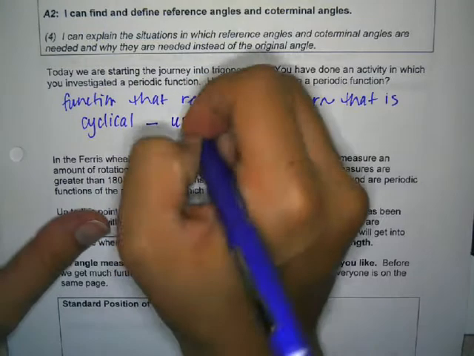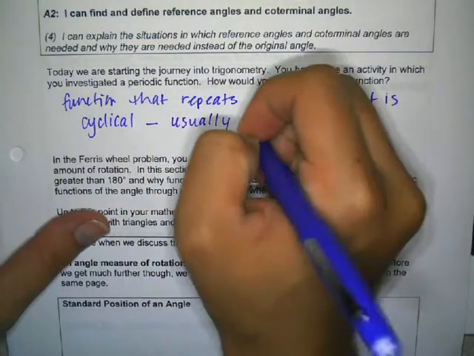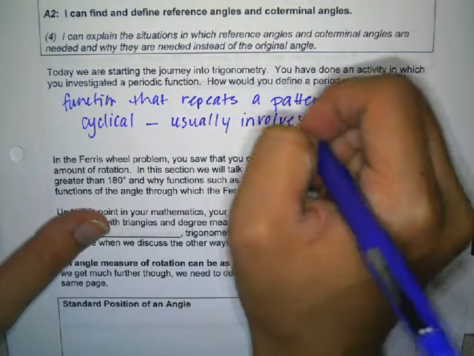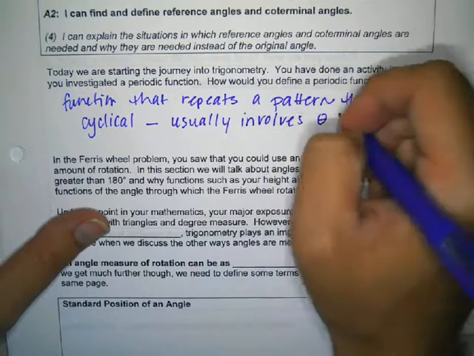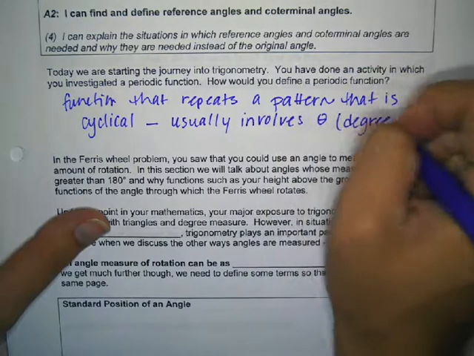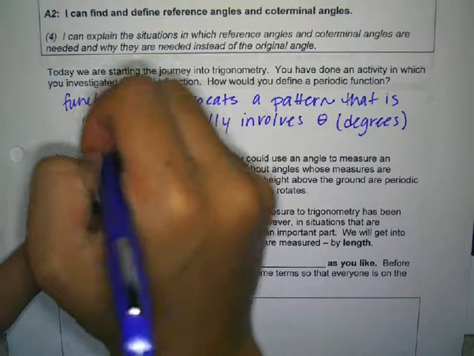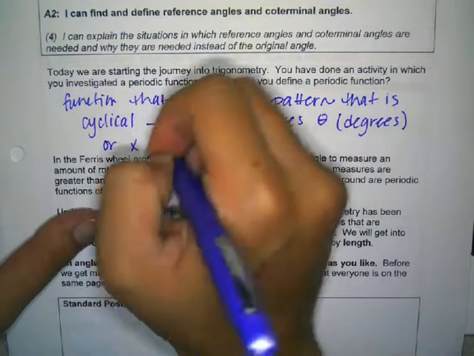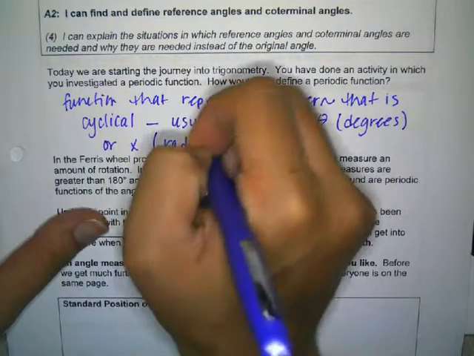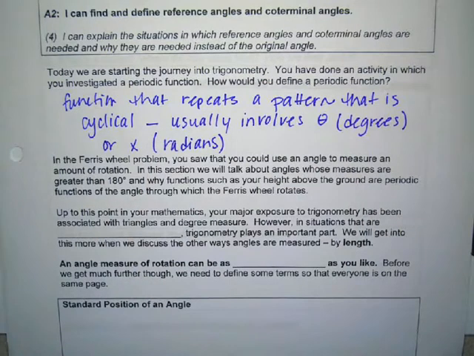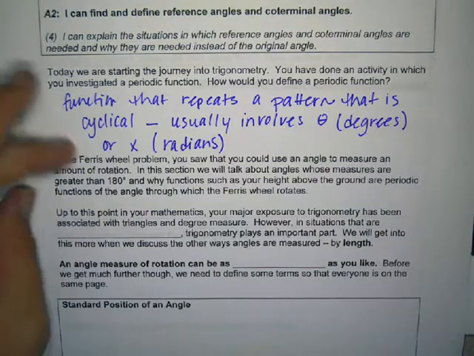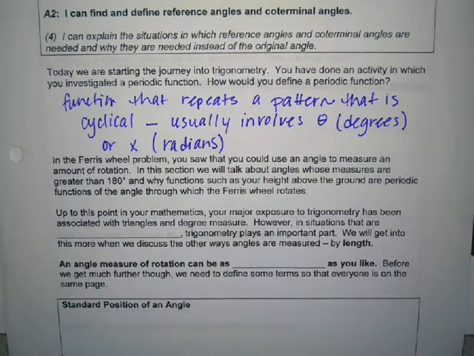This type of pattern usually involves theta, which is our notation for when an angle is in degrees, or x, which is our notation for when an angle is in radians. Now, I know we haven't really talked about what radians are yet. A lot of you have been exposed to radians in Algebra 2 or in another class, but those are the two ways that we're going to measure angles.